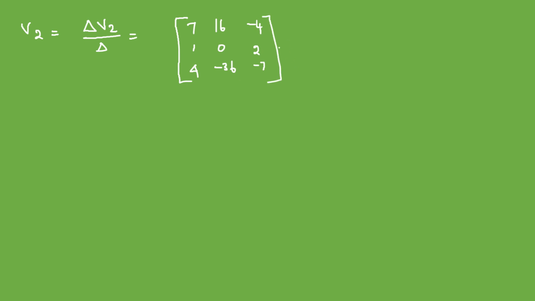Okay. Now we need to find out V2. V2 is del V2 divided by del, right? So it is, the determinant values 7, 1, 4. The second column is replaced. Okay, so it is 16, 0, minus 36. Third column as such. So minus 4, 2, minus 7. So it is divided by the delta value. So it is 180.